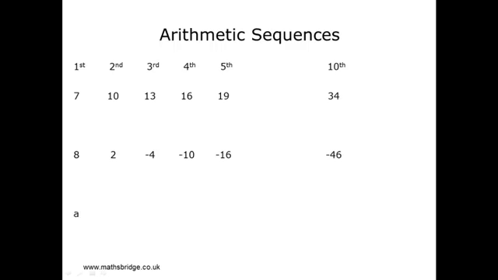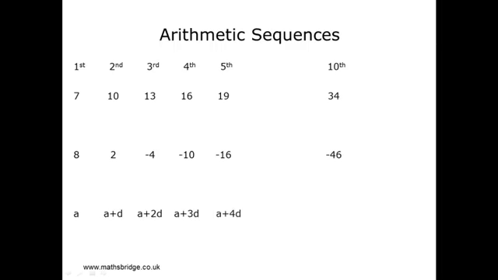If we have a look at the general case, we'll start with the first term of a. We add the common difference, which we'll call d. So we have a plus d. To get the third term, we add d again. So we have a plus 2d, a plus 3d, a plus 4d.